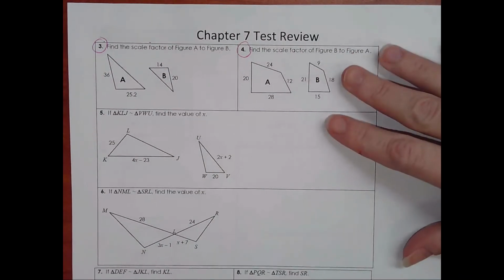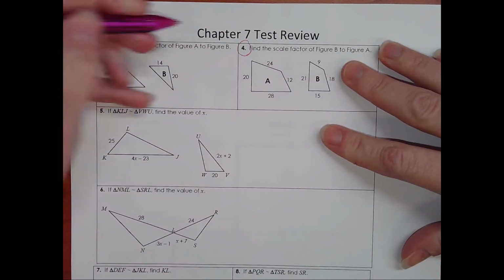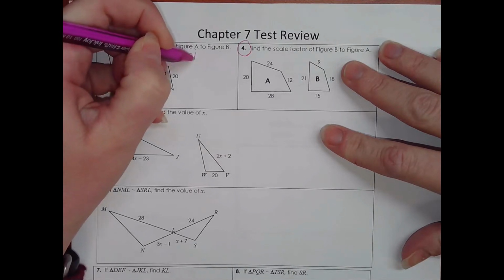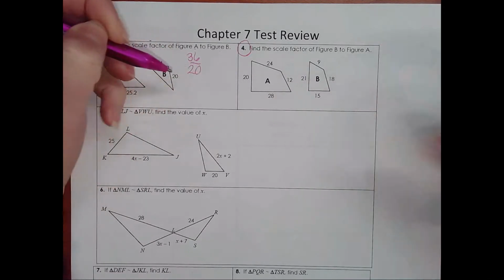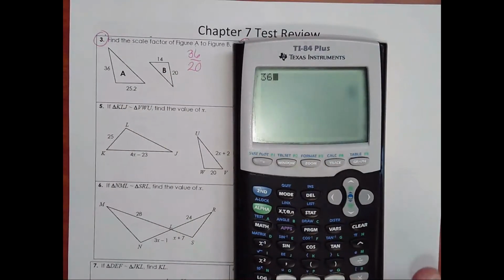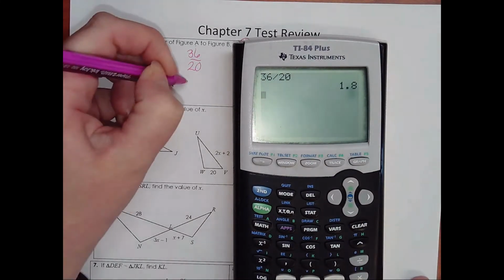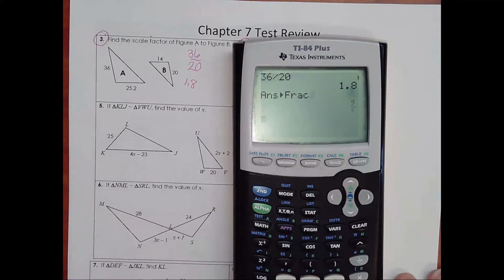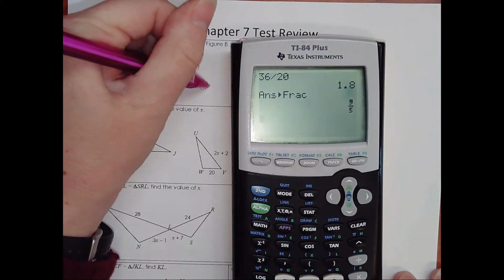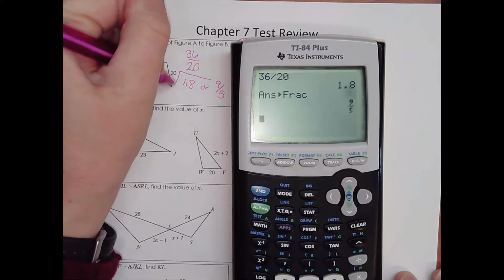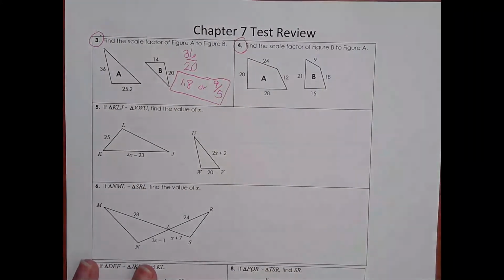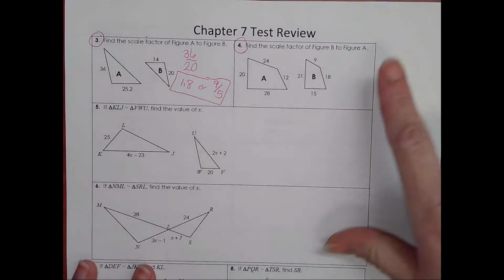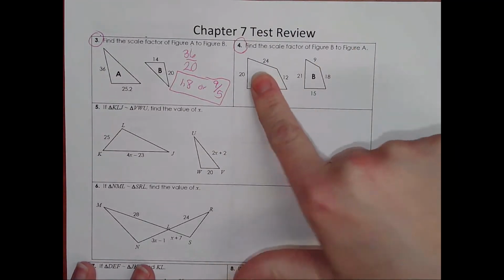It doesn't matter what side you pick. I'm going to go with 36, the longest of the two. That's going to correspond to the longest side given here, which is 20. So 36 over 20 gives me 1.8. You can change that into a fraction, and you could give me 1.8, or you could give me 9/5. That's how you do scale factors. This one wants the scale factor from B to A, so you would put one of these sides over this side.